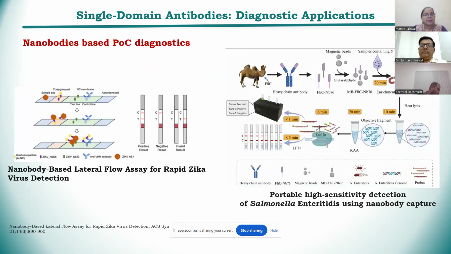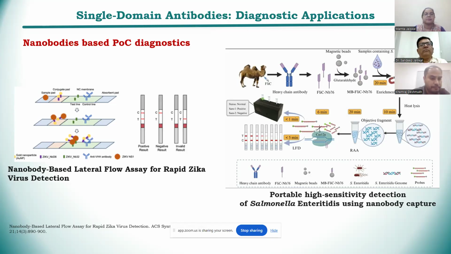Apart from discovery, these nanobodies can be used for making point of care devices. Many labs are using nanobodies in a point of care device or microfluidic device by utilizing gold nanoparticles and making either paper based diagnostics or microfluidic channels. Here is one example where one lab developed a lateral flow assay for rapid Zika virus detection. In another example, they made a portable high sensitivity detection of salmonella using a nanobody as a capture molecule.